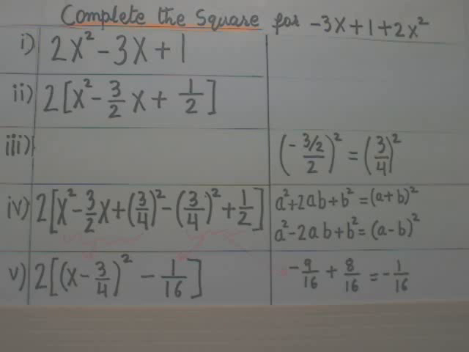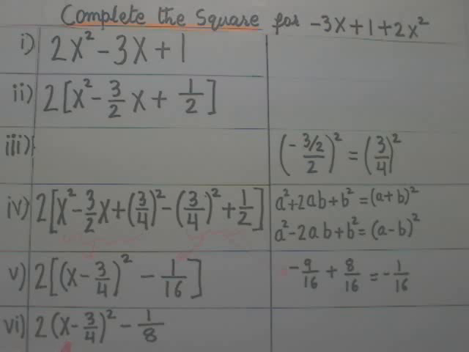One more step and we are done. In the next step, we will use the distributive property to open out the brackets. So we would get 2 times this quantity minus 2 times that. 2 times the square of x minus 3/4 minus 2 times 1 over 16, that gives us 1/8. And there is our answer.